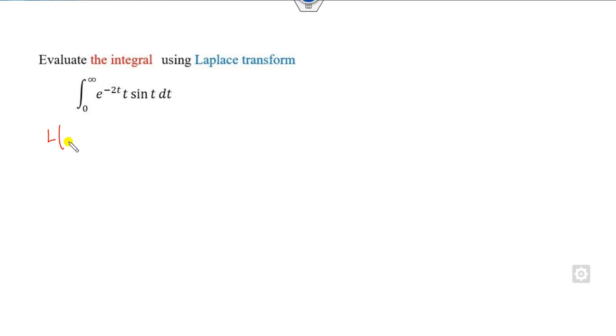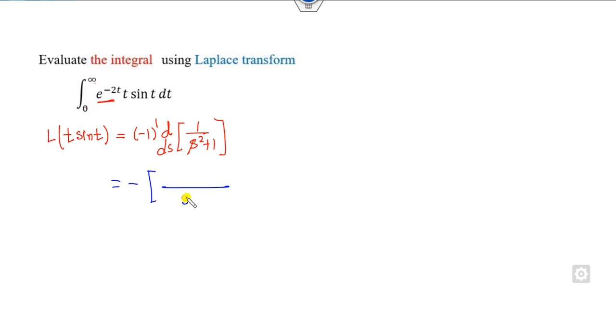Again you can see the exponential term present, 0 to infinity. You can find the Laplace of this: minus 1 raised to power 1 times the derivative of the Laplace of sine t, which is 1 over s square plus 1. So it is the first derivative. What is the first derivative? The denominator is s square plus 1 whole square, and s square plus 1 into 0 minus 1 times 2s. So that will be 2s over s square plus 1 whole square.